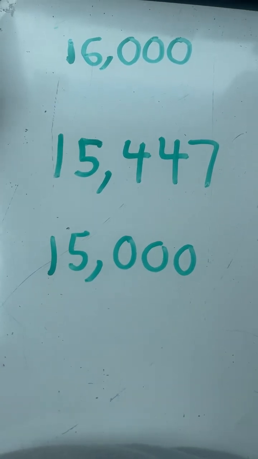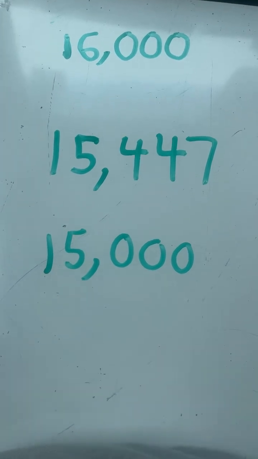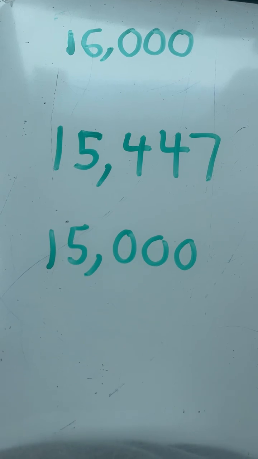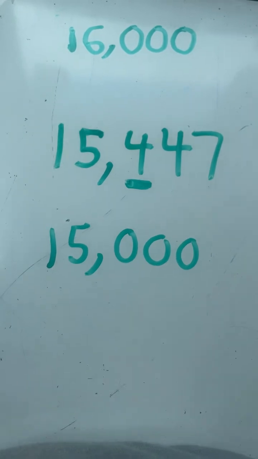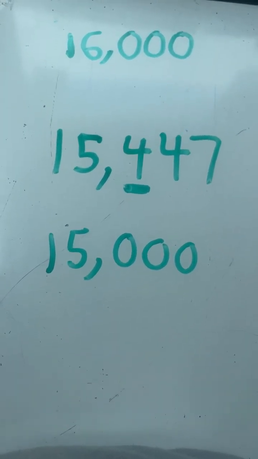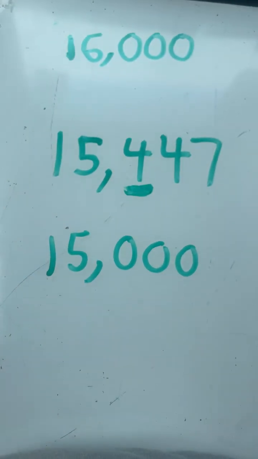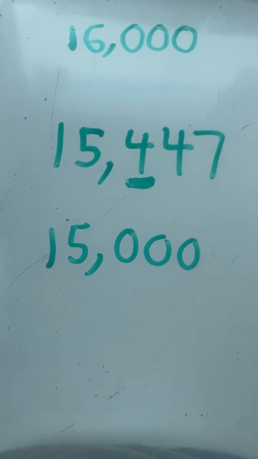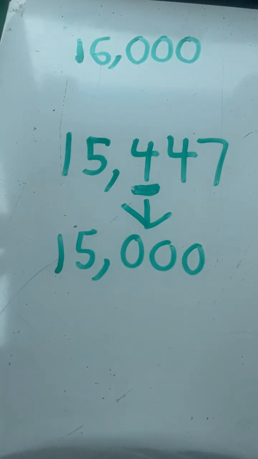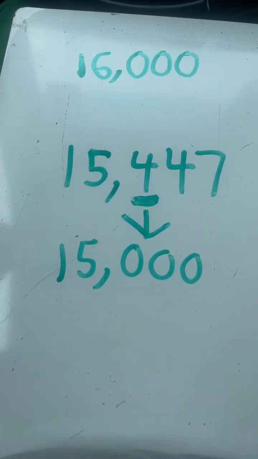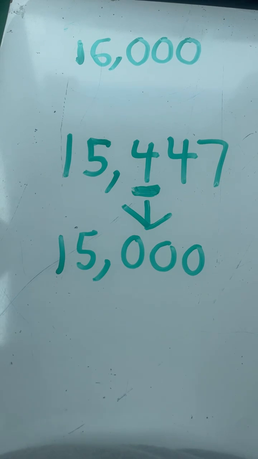All right, now I'm going to give you all a hint. When we determine whether we're rounding up or down, we look in the hundreds place. The digit in the hundreds place is a 4. The rule is 5 or more, we round up. 4 or less, we round down. 4 is less than 5, so because the digit in the hundreds place is a 4, we would round down. So 15,447 would round down to 15,000.